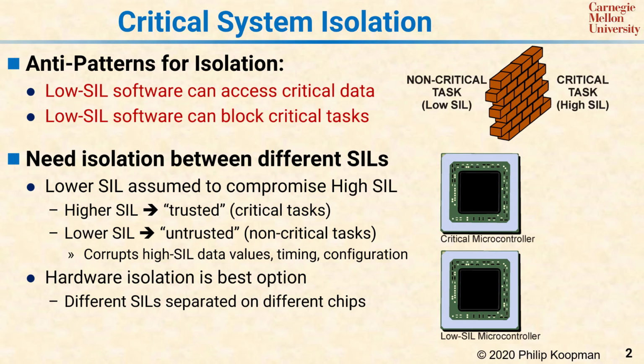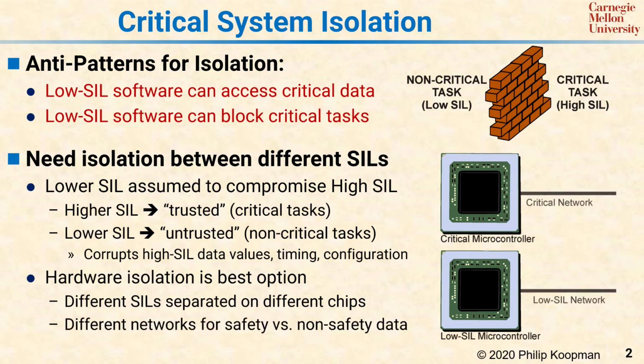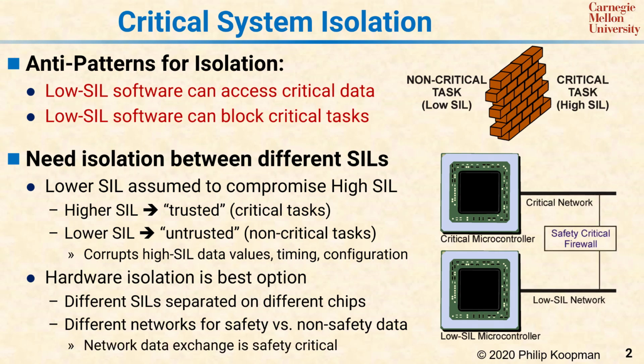The need for isolation goes beyond just the microcontrollers and includes the networks. In this example system, there would be a need for both a critical network and a separate isolated non-critical network to avoid the non-critical system interfering with critical network messages. Any communication between the networks would have to be handled by a firewall designed to the higher integrity level to make sure that no spurious data made it on to the critical network.